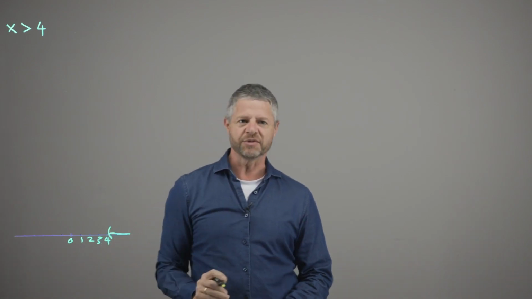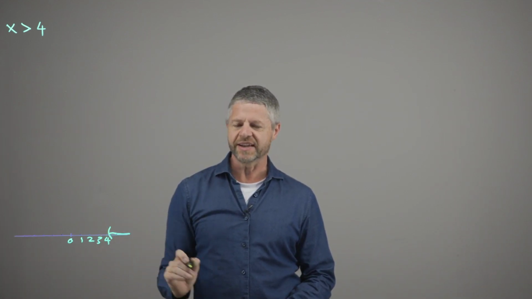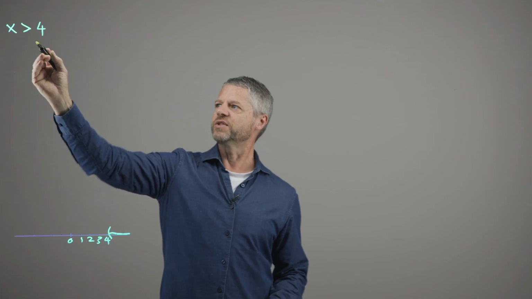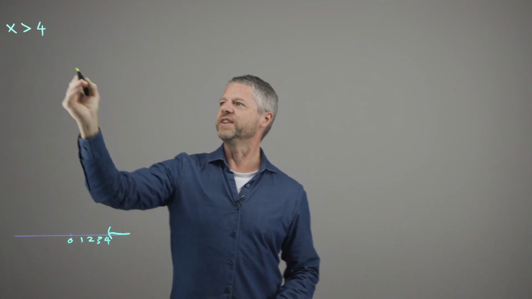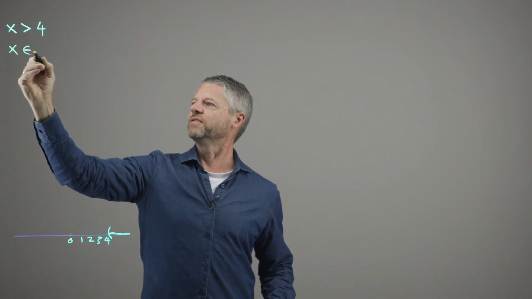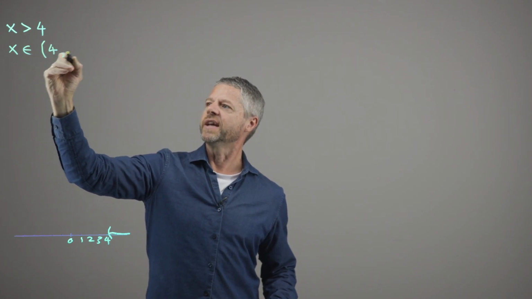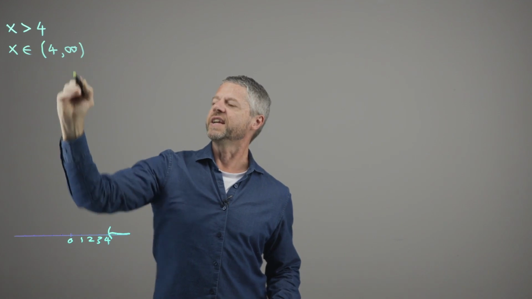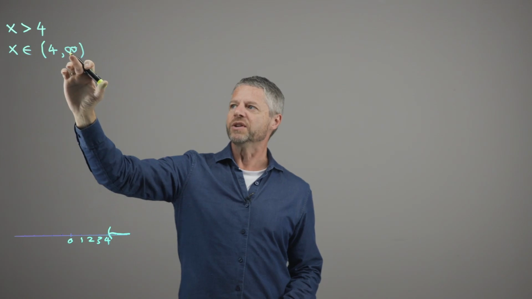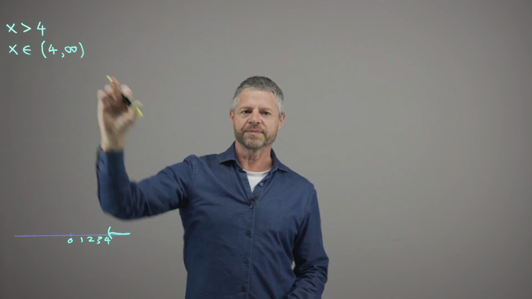on this side of the number 4, not including the number 4. So the round bracket here indicates that we're not including the number 4. And we can also represent this using interval notation, as x belongs to the set of real numbers that are in the interval between 4 and infinity. And we're not including the number 4, so we've got a round bracket here, and we're not including the number infinity, so we've got a round bracket here as well.